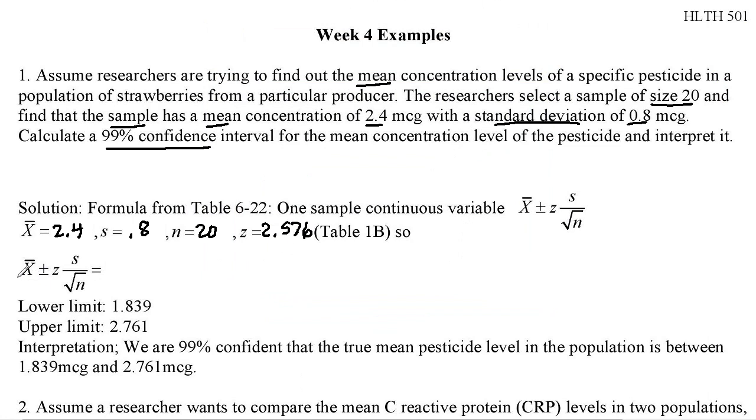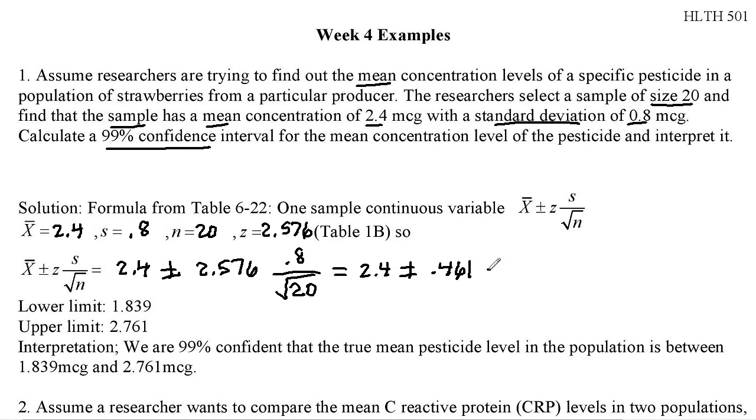So now we go ahead and do our plug-in. X bar out in front, that's 2.4 plus or minus that Z value of 2.576, and then times S over square root of n. So our S is 0.8, and then divide by the square root of 20. You might want to do this portion in your calculator first, and that's what I did. I got 0.461. So this is actually then 2.4 plus or minus 0.461.